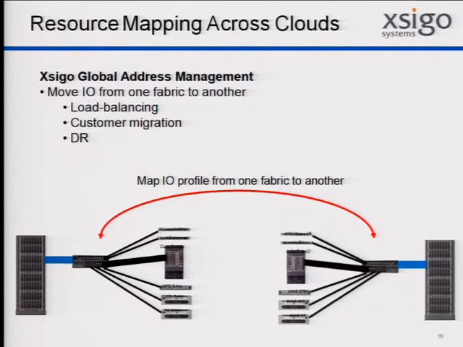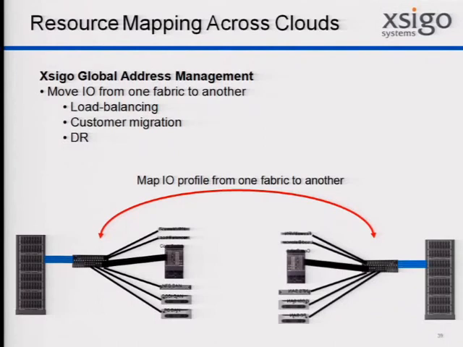So we let you flatten out how you define your environment. And the way I do that is through my cloud definitions. So I can create a cloud that has ports on the chassis in one location and ports in the chassis in the other location because they're all under central management.